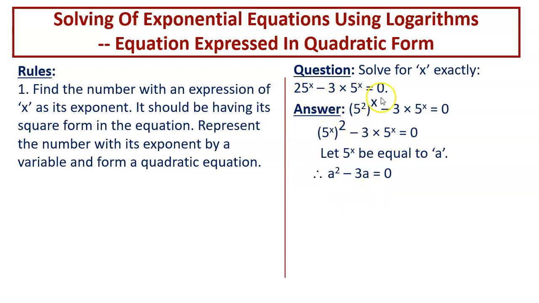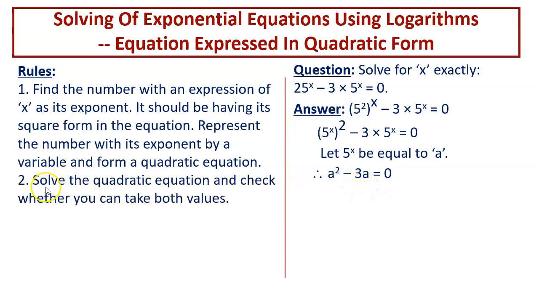Now, the equation was this, the given equation. From this equation, it is not very conspicuous that it is a quadratic equation. But this is our well-known quadratic equation. We know how to solve this. Okay. So let us solve this. Rule number 2 says solve the quadratic equation and check whether you can take both the values.